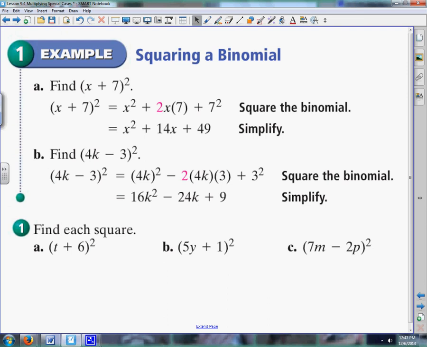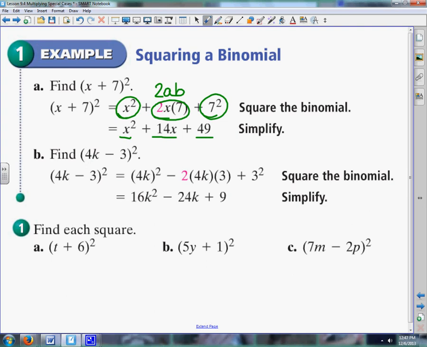So here's one, squaring a binomial, x plus 7 squared. What you're going to do is x squared, and 7 squared, just like they did. And then this is 2ab, so it would be 2 times x times 7. So then you get x squared plus 14x plus 49.